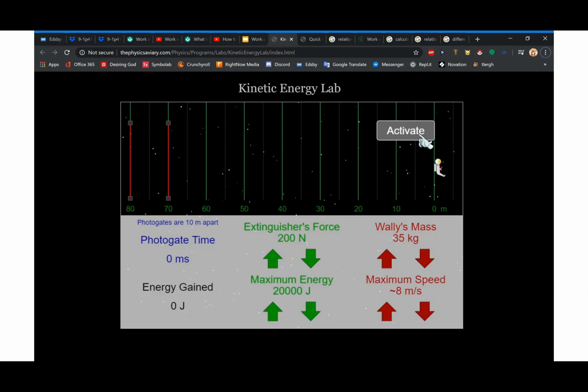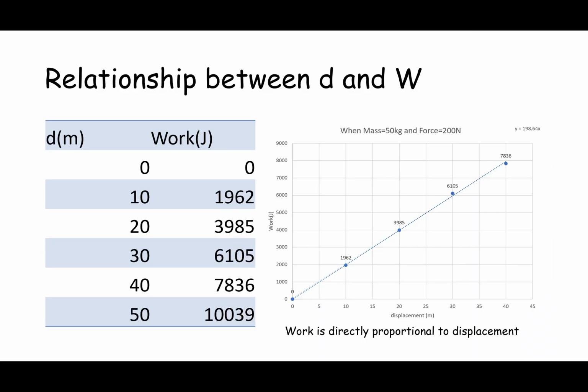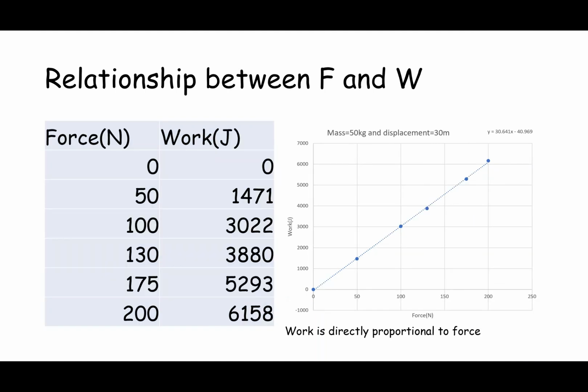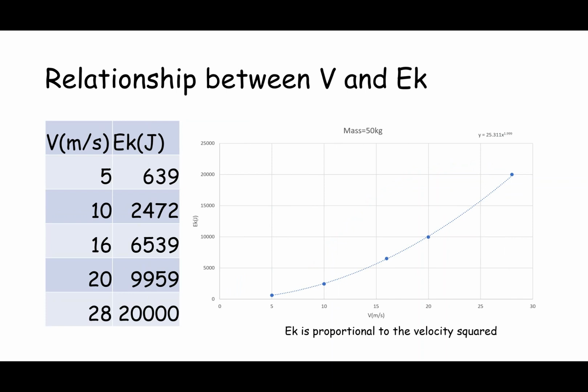So there's this little guy named Wally, and there are a bunch of buttons here that you can fiddle around with, and these control his mass, his maximum speed, force, and energy, and all that stuff. Then you can turn the on and off button, and he goes flying somewhere into the abyss. After, you can plot these points on a graph, and then you can see the different correlations between work or energy and other stuff.